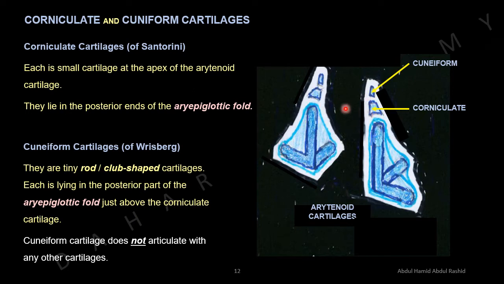Next, higher than this is the cuneiform cartilage of Wrisberg. It's a very tiny rod or club-shaped cartilage. Each is lying in the posterior part of the aryepiglottic fold just above the corniculate cartilage. The cuneiform cartilage does not articulate with any other cartilages, but the corniculate cartilage articulates with the apex of the arytenoid cartilage.